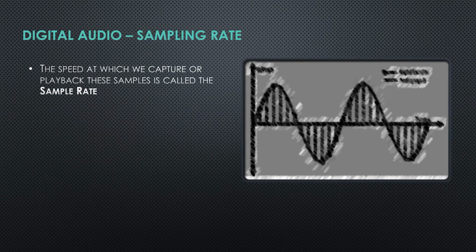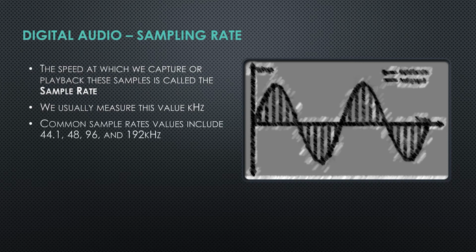A little bit more on sampling rate. The speed at which we capture or play back these samples, well, that's what we call the sample rate. That is the rate of those samples, how many per second. We usually measure it in a value of kilohertz. We could say hertz, but we are usually doing it so frequently that we want to say kilohertz. Common sample rates include 44,100, 48, 96, and 192 kilohertz.